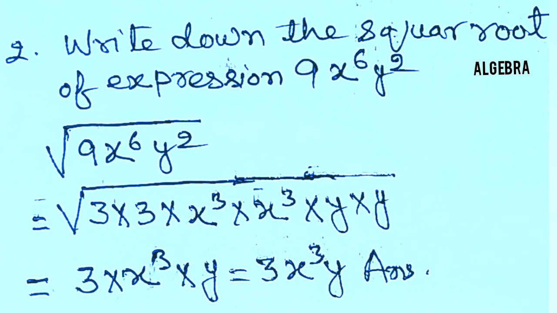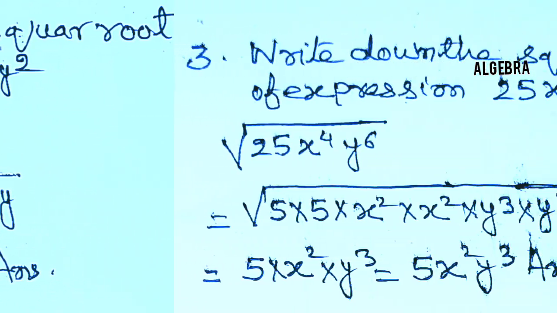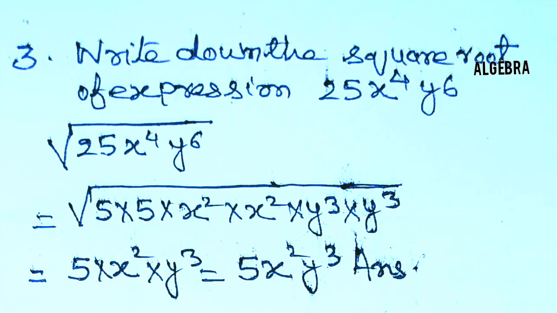Answer. 3. Write down the square root of expression 25x^4 y^6. The square root of 25x^4 y^6 is equal to the square root of 5 into 5 x^2 into y^3, which is equal to 5x^2 into y^3, which is equal to 5x^2 y^3.